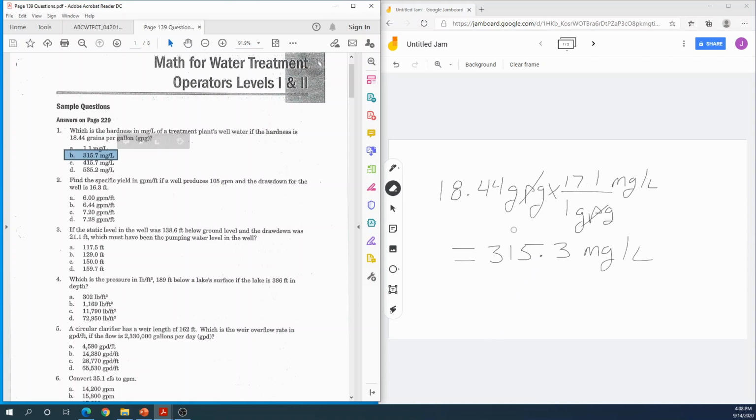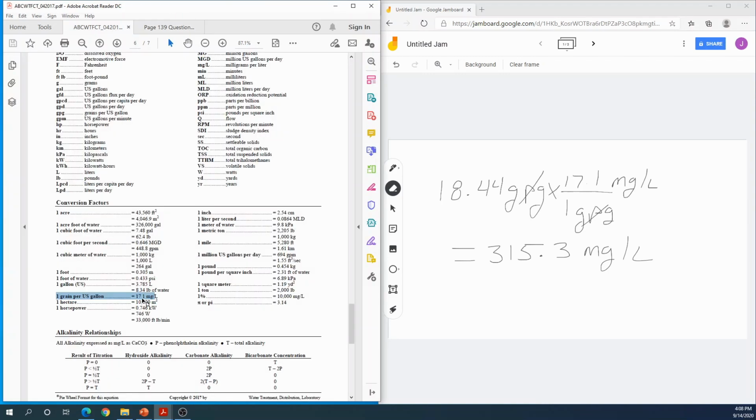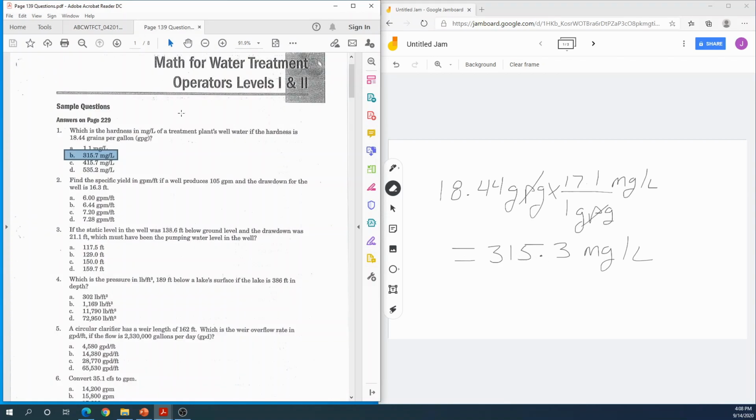Now if we come over to our question, answer B is 315.7. The reason why we're a little bit off here from 315.3 to 315.7 is just because of the number of decimals we carried out with this conversion factor. They only gave us 3 decimals, so we're only going to be accurate to 3 significant digits, so 315. That all looks fine. Answer is going to be B.